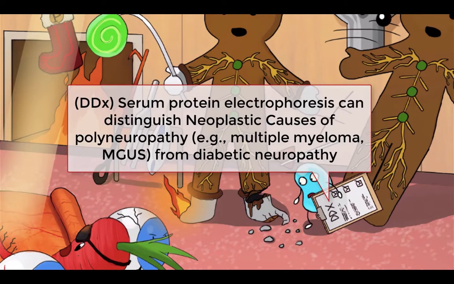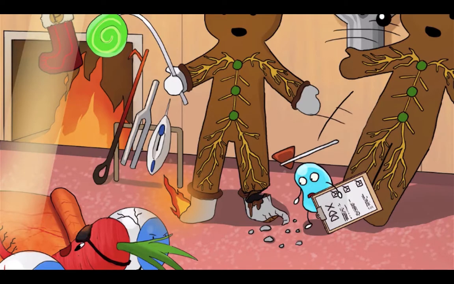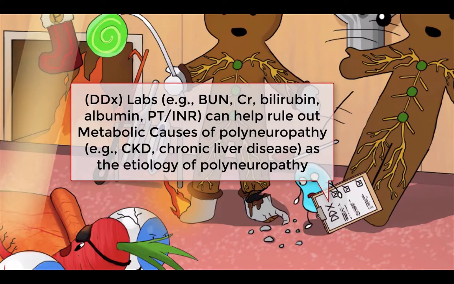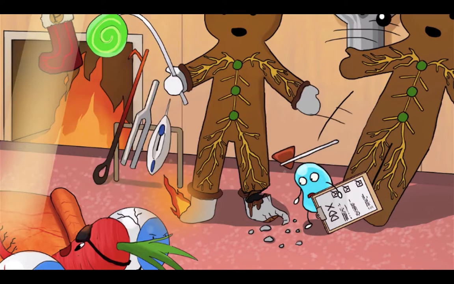Next, a serum protein electrophoresis can distinguish neoplastic causes, such as multiple myeloma, from diabetic neuropathy. Don't forget about the biggies, chronic kidney and liver disease. These conditions are super common, but neuropathy associated with them is not. Either way, history and labs will help you distinguish between neuropathy associated with CKD or liver disease and diabetic neuropathy.